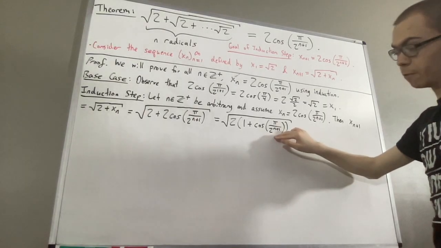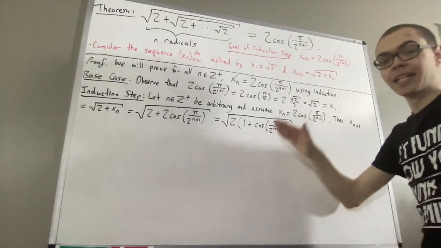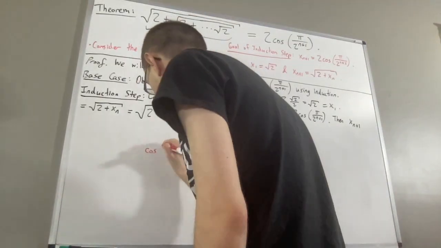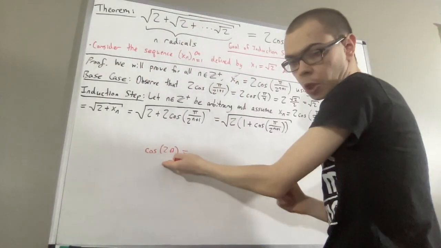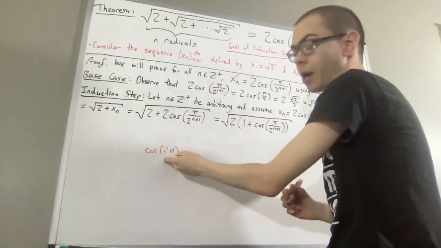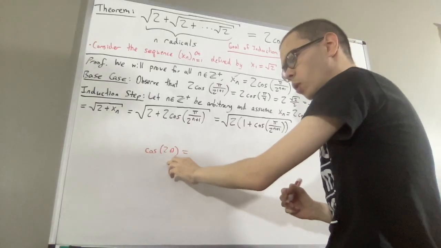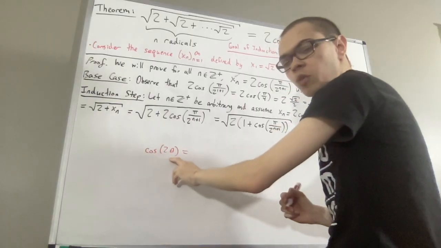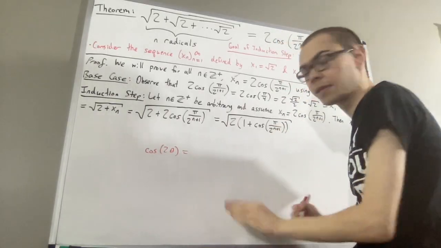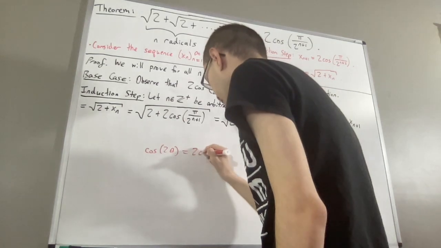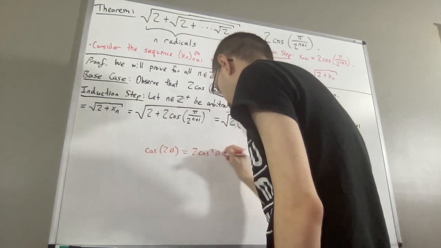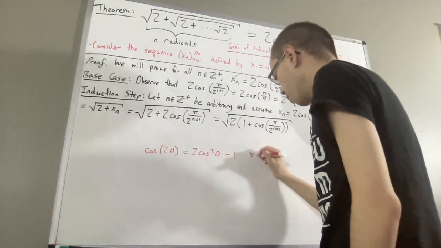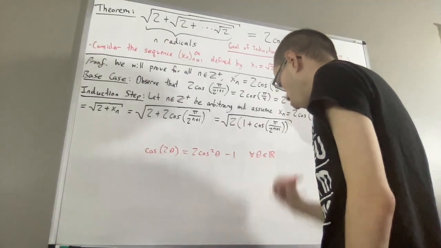So it might be useful if we use the double angle identity for cosine, which says the following. Well, there are actually a few double angle identities for cosine, but the one that's going to be useful is the one that expresses cosine of 2 theta in terms of cosine of theta, which is given by 2 cosine squared of theta minus 1. So this is true for every real number theta.